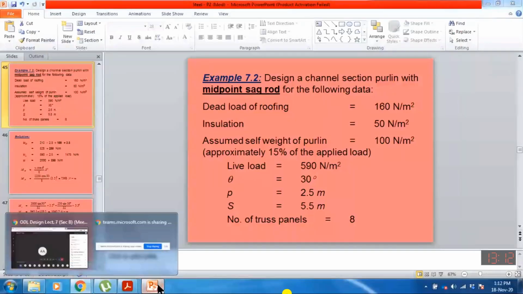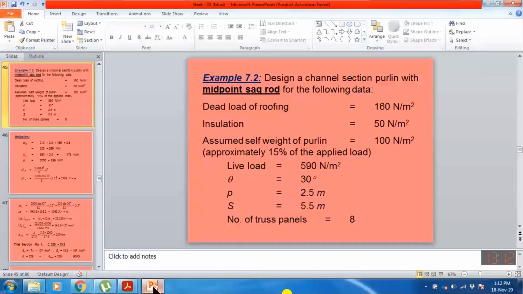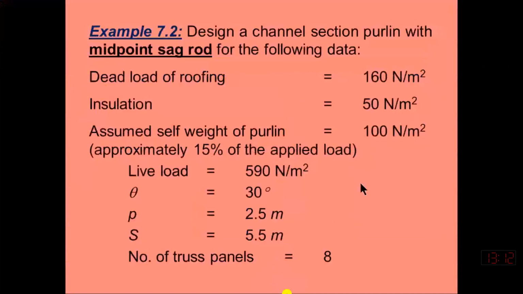This means that if you add 160 with 150 and take the 15%, it is also included in the live load, which is supposed to be 600. So 600 kilogram per meter square multiplied by 9.81 will give us the live load in Newton per meter square. The inclination of our truss is given as 30 degrees.